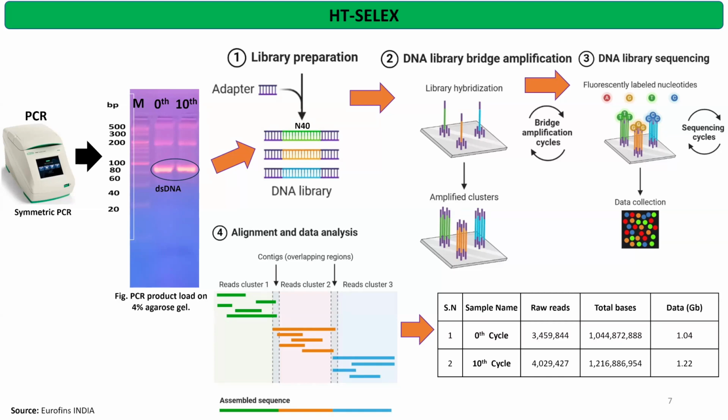Right now, we have done the HT-SELEX of the 0 cycle as a control, and the HT-SELEX of the 10 cycle, because there is a high aggregation in the 10 cycle. So what are the raw reads? There are 34 lakh raw reads we got in the 0 cycle, and in the 10 cycle there are 40 lakh reads, and the total bases are in the billions. The data we use is around 1 GB.